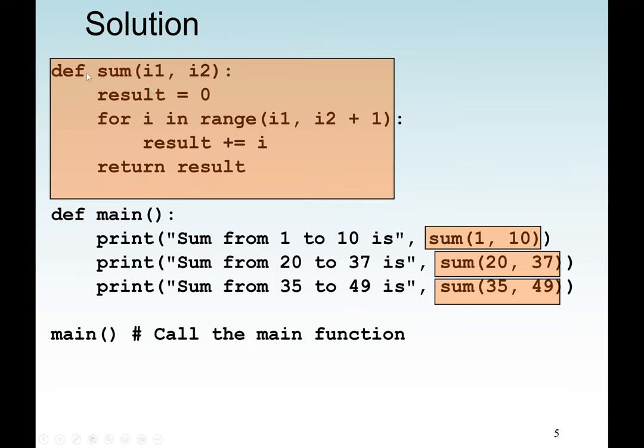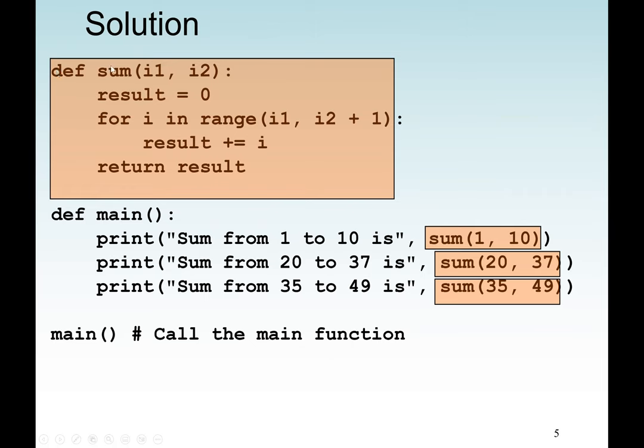So the syntax for writing a user-defined function in Python is to start with the keyword def, then the function name, then the parameters of the function. The function name also has to follow the same rules for naming variables. So the names can be lowercase or uppercase characters or digits, and also underscore. No space, no other symbols. And the name cannot start with a digit. So it's the same rules as the variables.